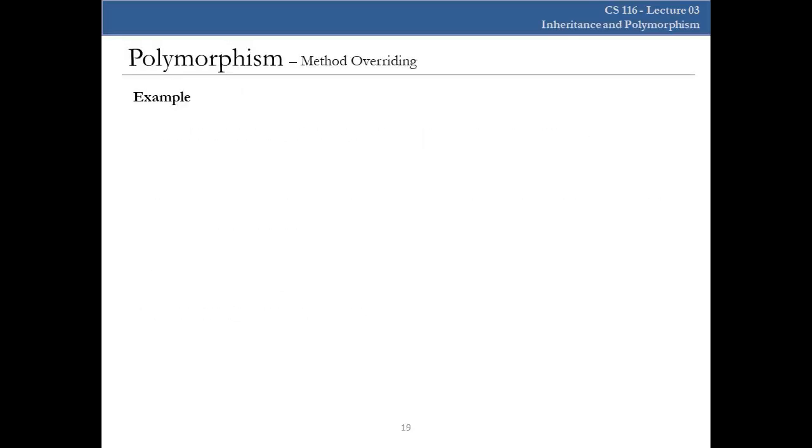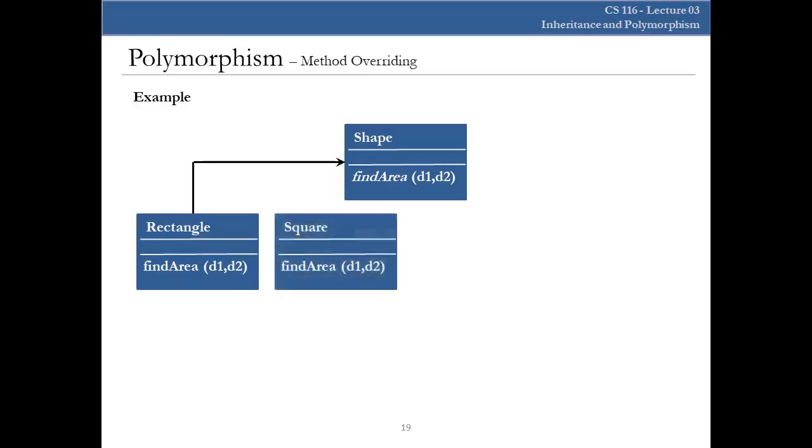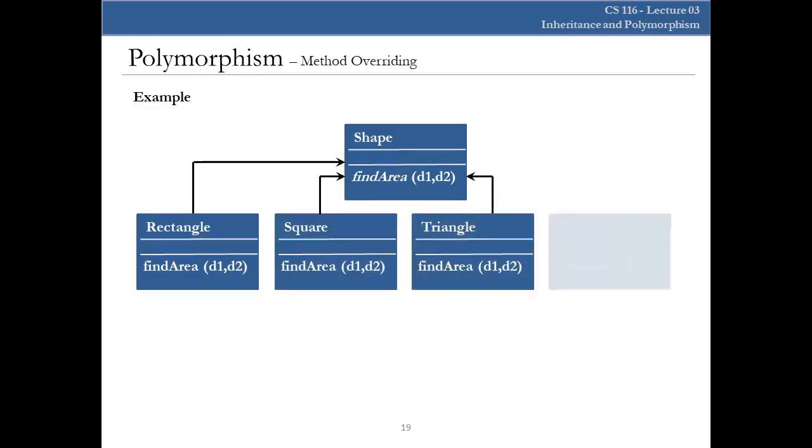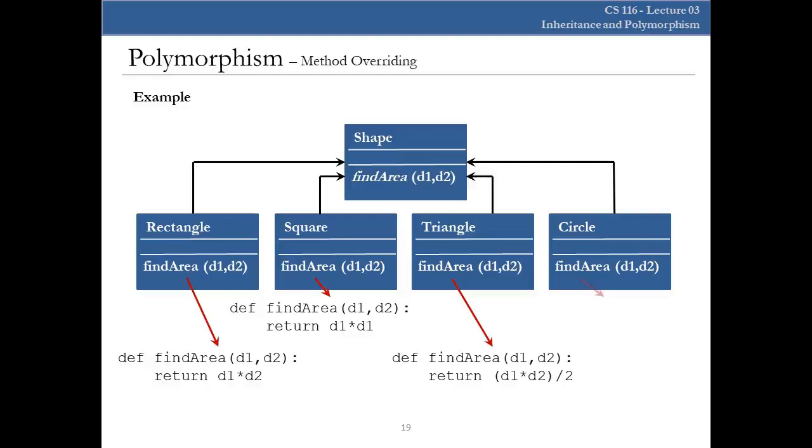Okay, now let's quickly revisit that same example of shape. Now I am defining this method find area as an abstract method. The italics means that it is an abstract method and I'm not giving any implementation for this. So all the inheriting classes must implement this method in their own ways. Each one of them can have a different implementation.